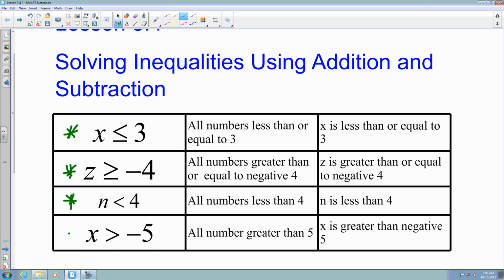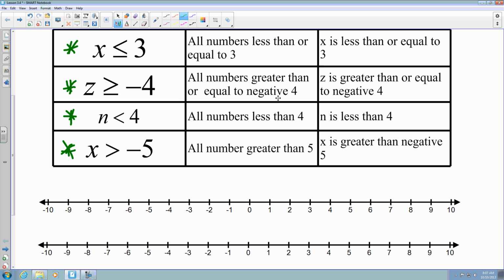And then the last one is x is greater than -5. Alligator's opening up to the left side value and does not have a line underneath it, so it's denoted as just greater than. From this assignment, you're going to be asked to graph these inequalities. So let's take a look at the first one.